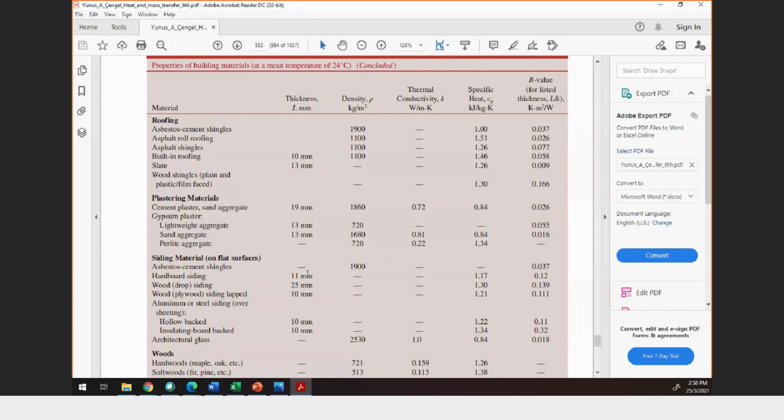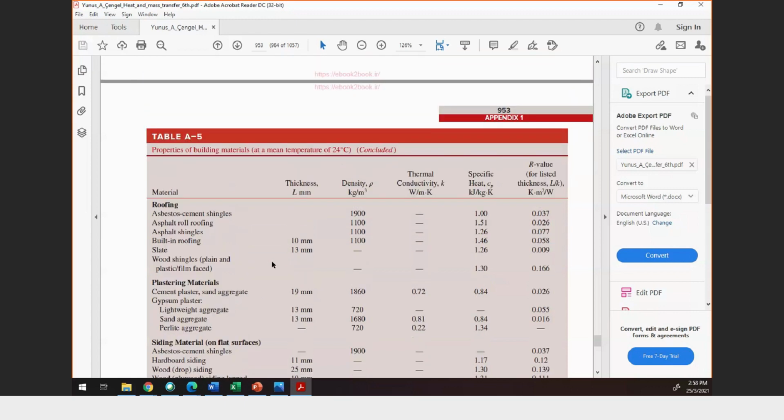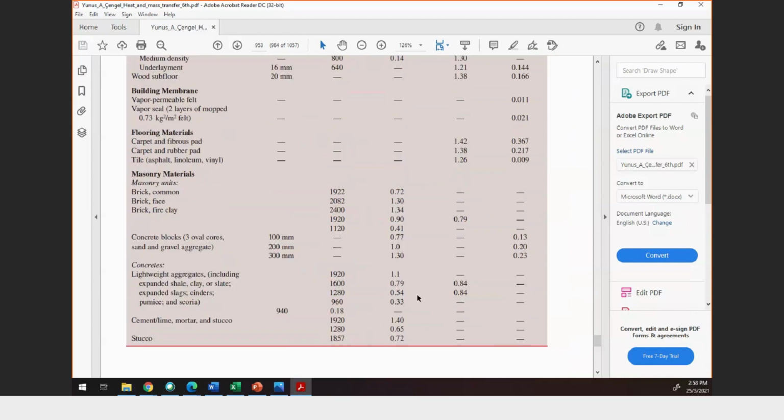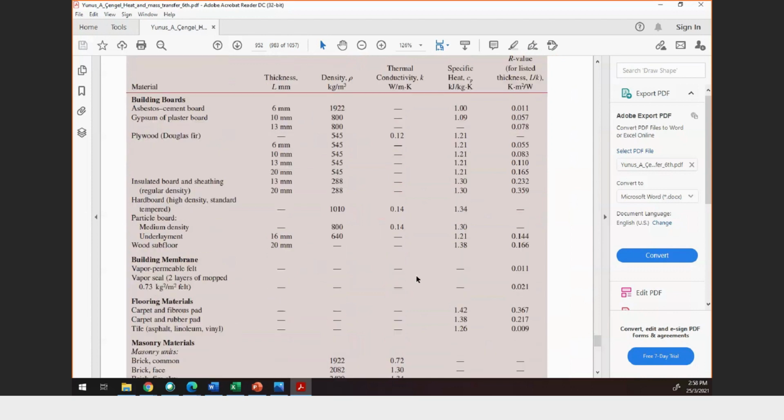So meaning the wood is very good in terms of insulating the heat. But it's a bit expensive if you want to use wood in a certain application.